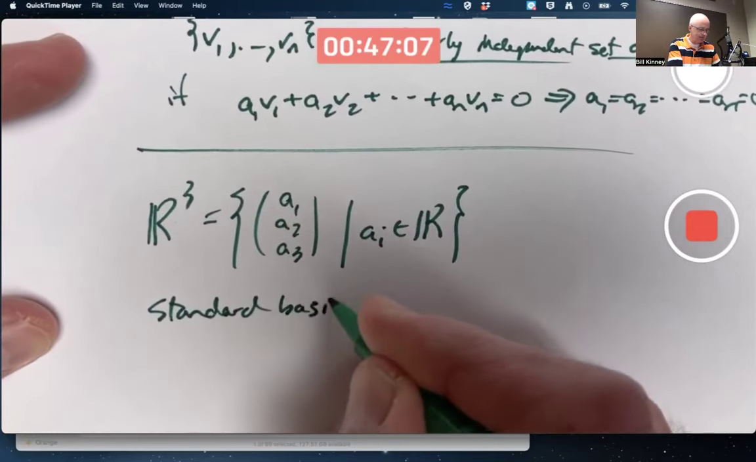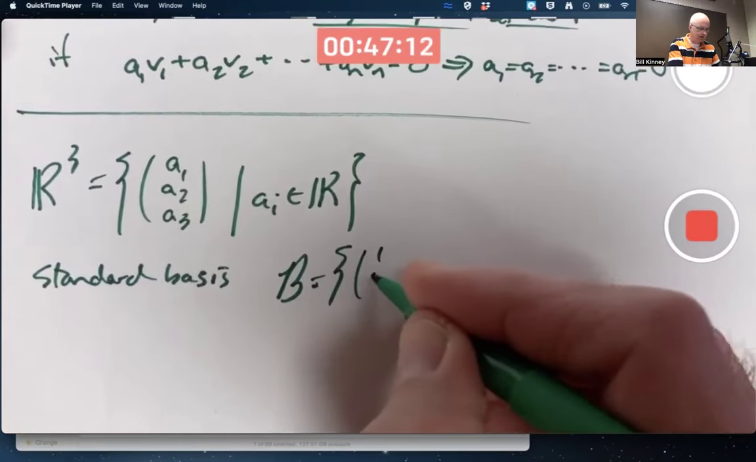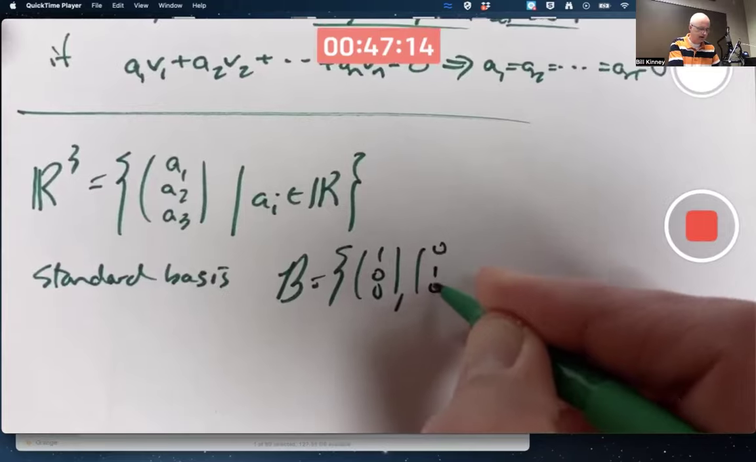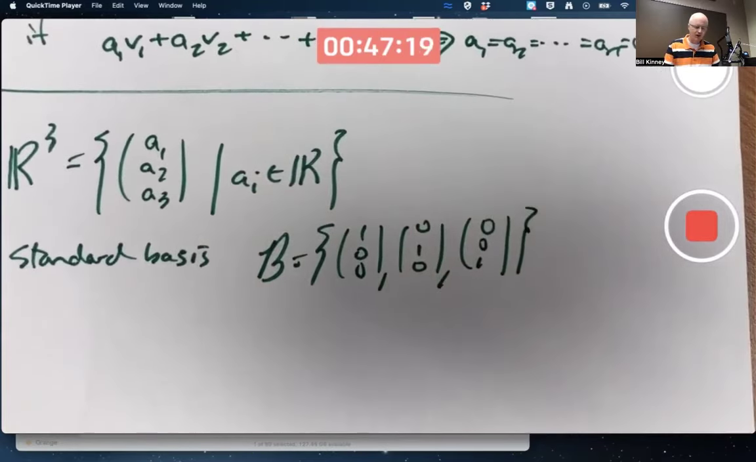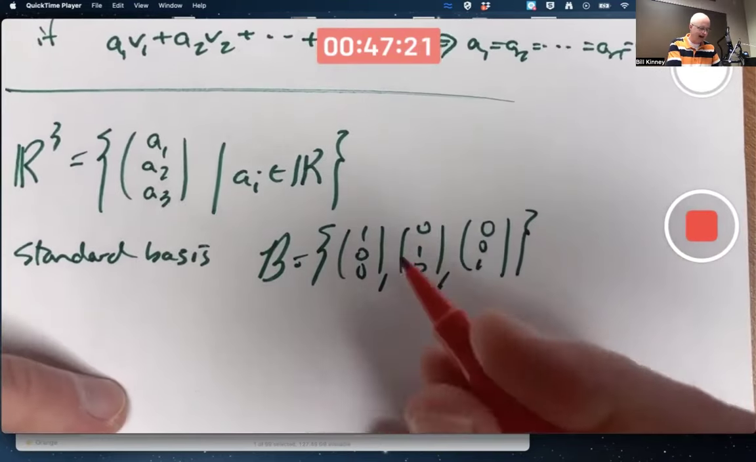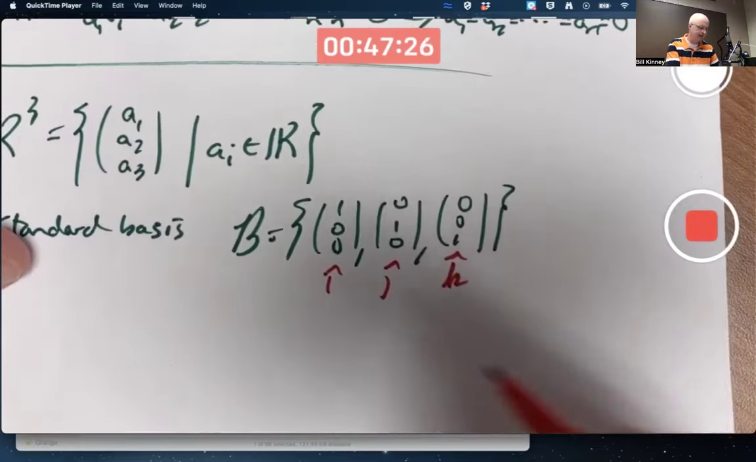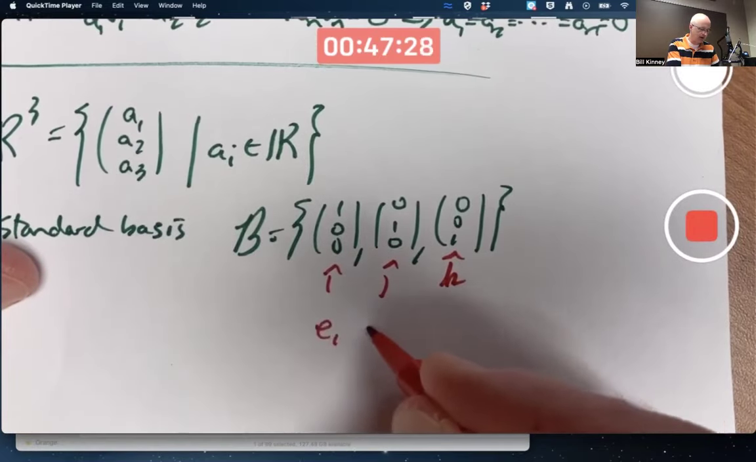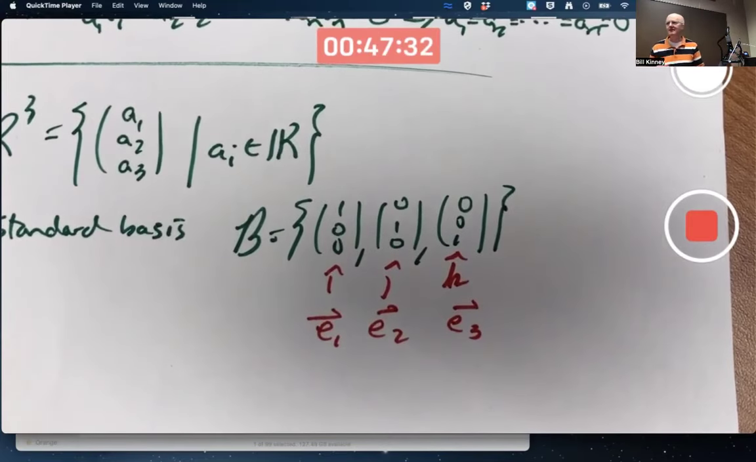B equals 1, 0, 0, 0, 1, 0, and 0, 0, 1. Also called, well, i hat, j hat, and k hat in physics. And in linear algebra, sometimes you call them e1, e2, and e3. Not the number e. But you also saw in linear algebra that there's lots of other bases for R3.